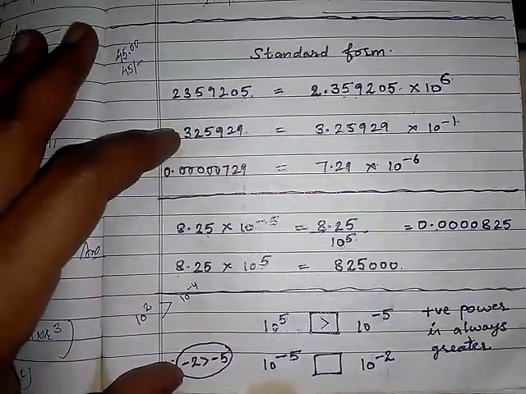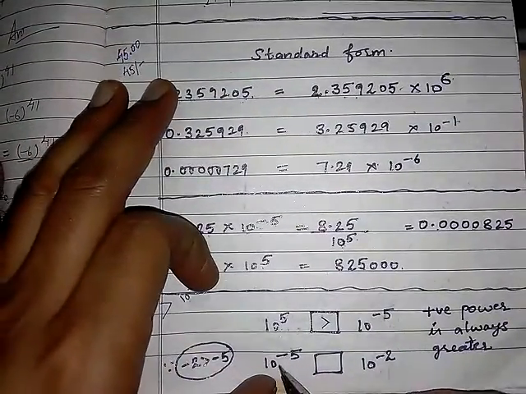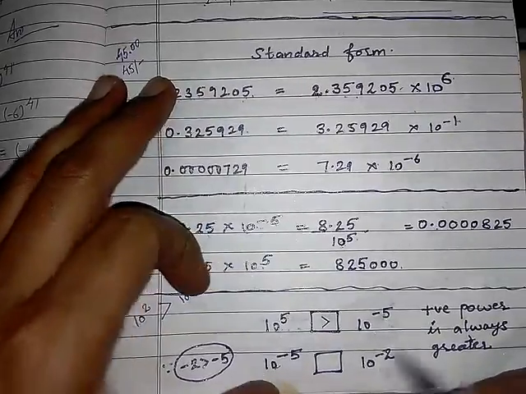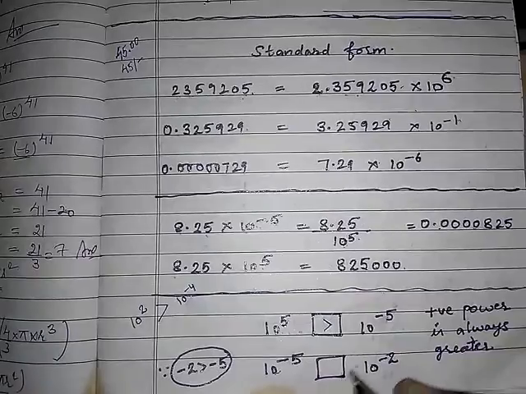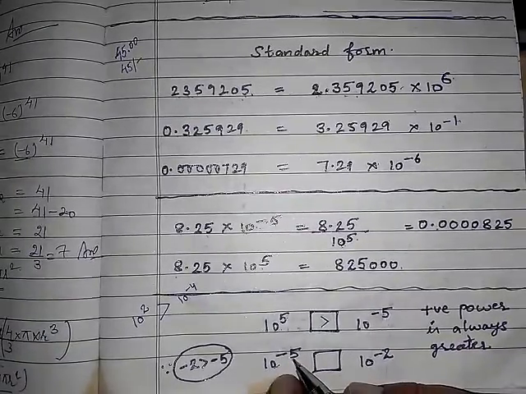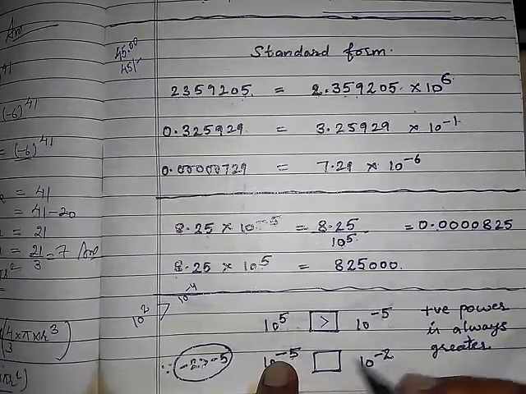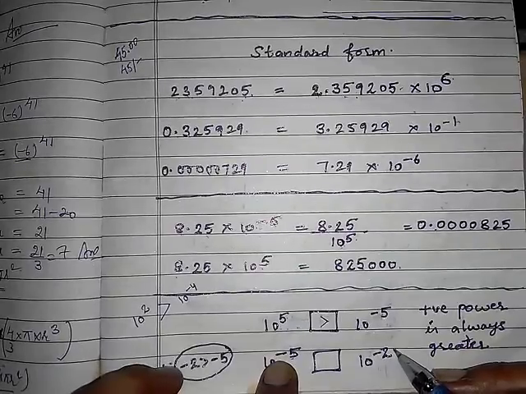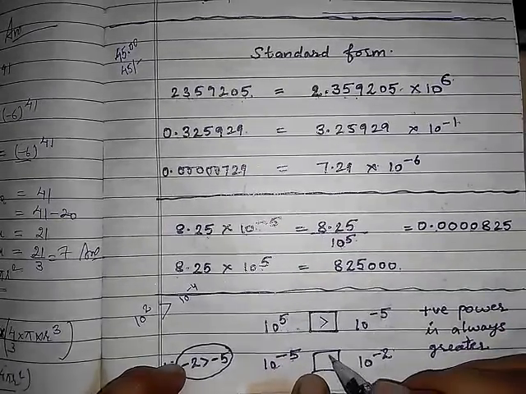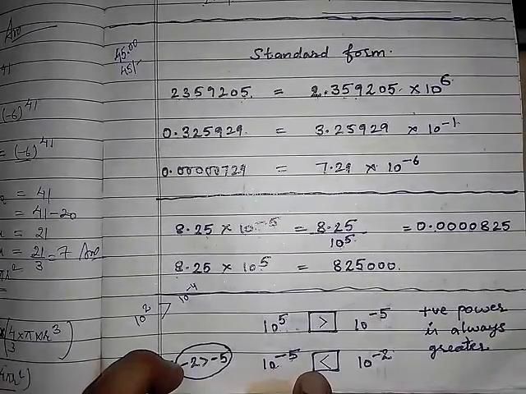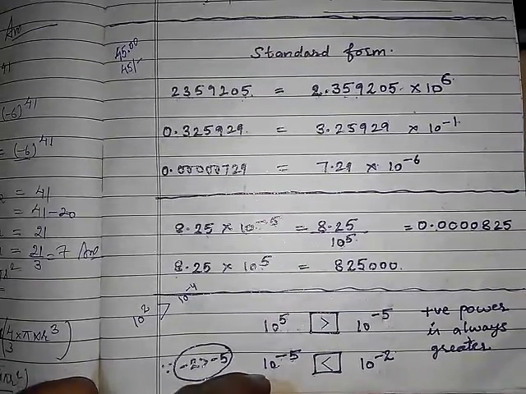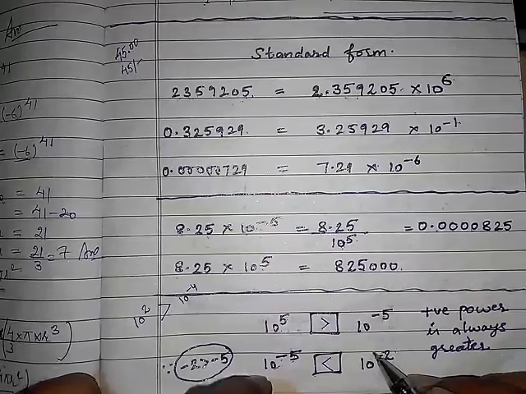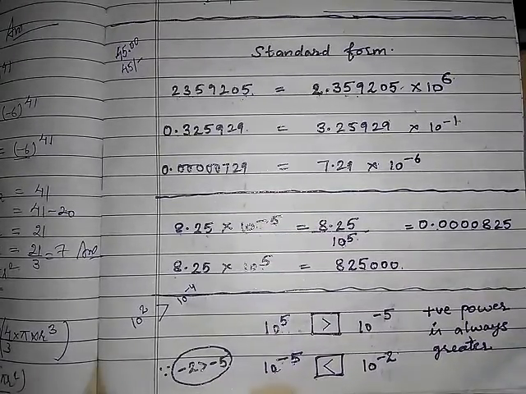Clear? Now after that, in the second case you may get that both powers are negative. Now how to decide which one is greater and which one is smaller? So see here, if you have the knowledge of integers, which one is greater, minus 5 or minus 2? Minus 2 is greater. It means this one will be greater. Clear? So this depends on your knowledge of integers. So like this you can compare the powers also.